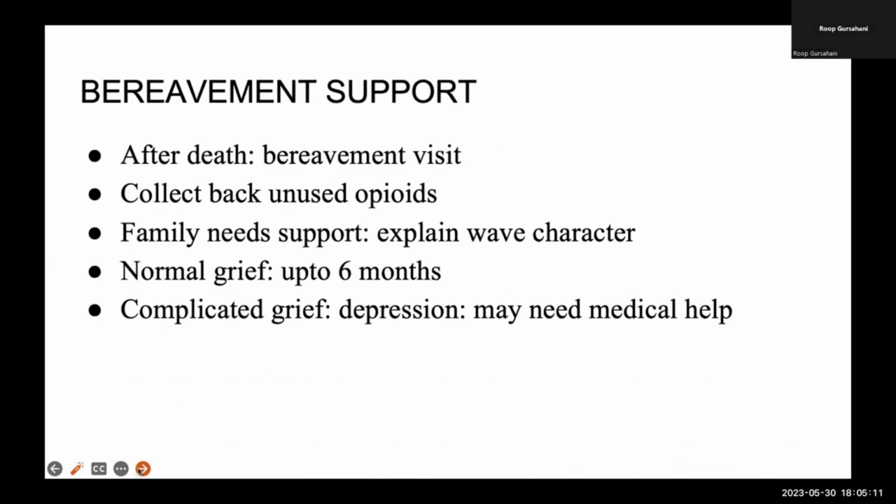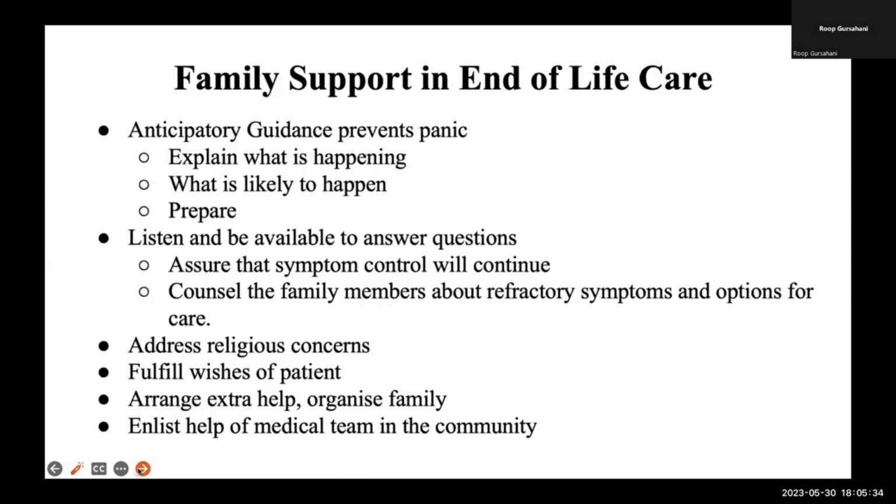Once death has occurred, you need to visit the patient again, where opioids have been used. Unused opioids need to be collected back, and the family needs support. One of the ways is to explain to them that grief will come in a kind of wave-like character. It will come up and go down. This can go on, normal grief can go on up to 6 months. Throughout this period, anticipatory guidance prevents panic. The family needs that. If you tell them what is likely to happen, they can prepare.